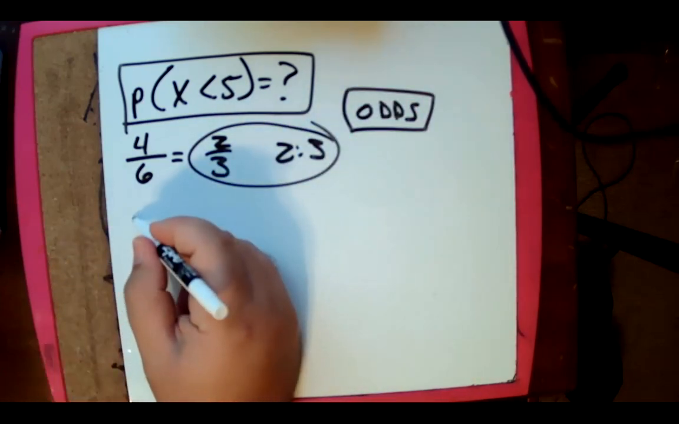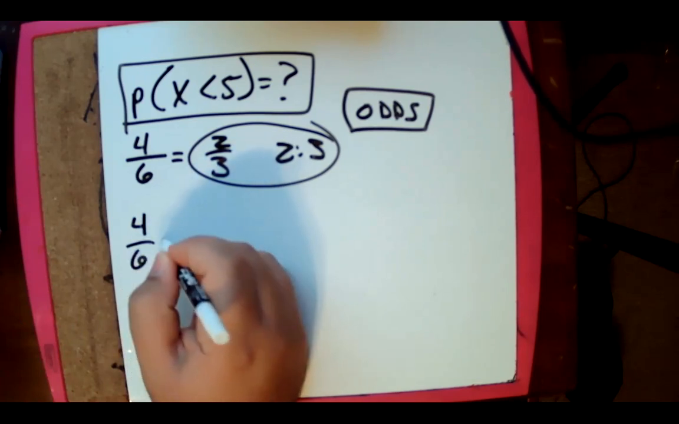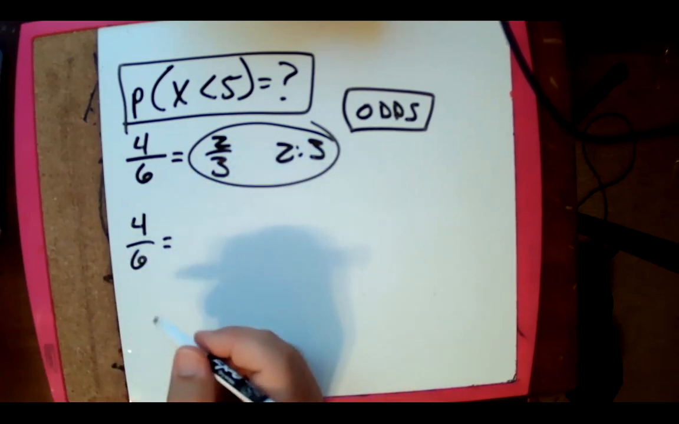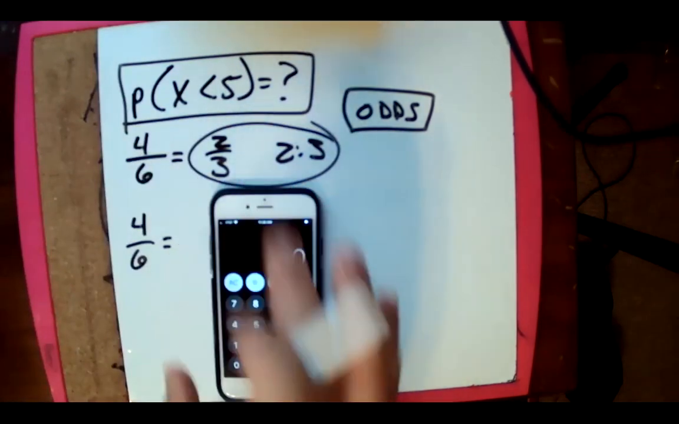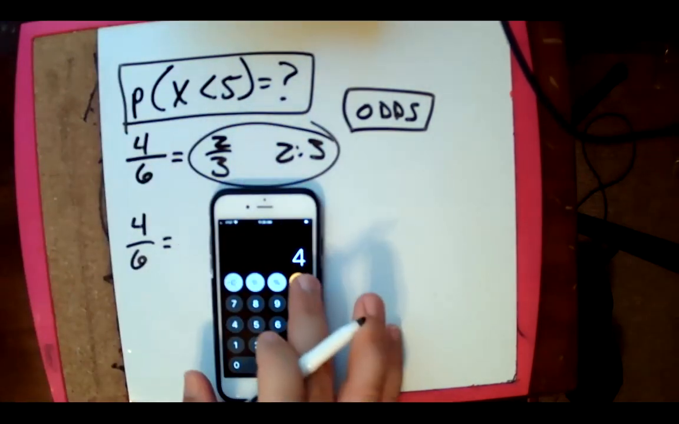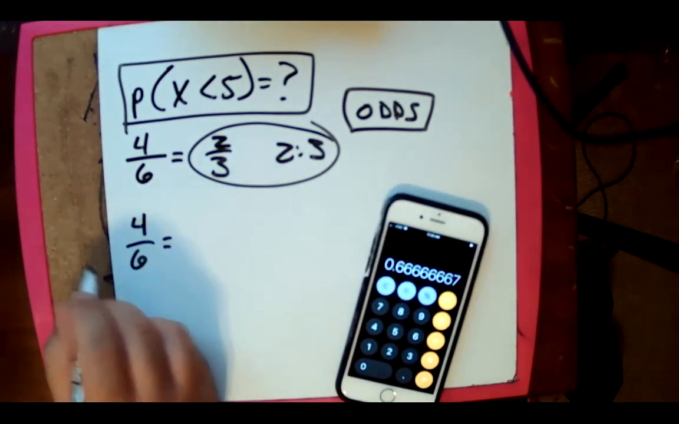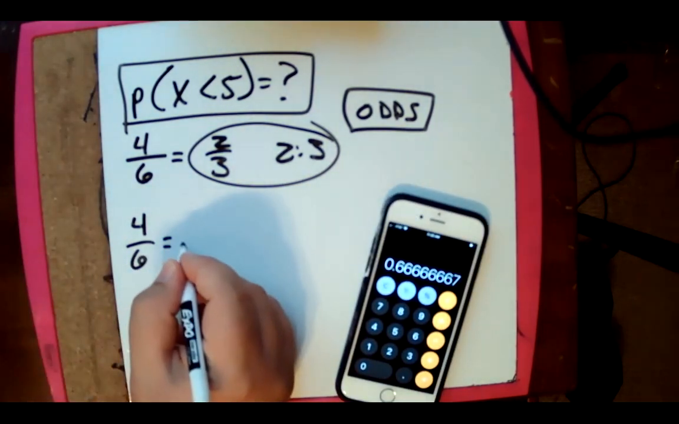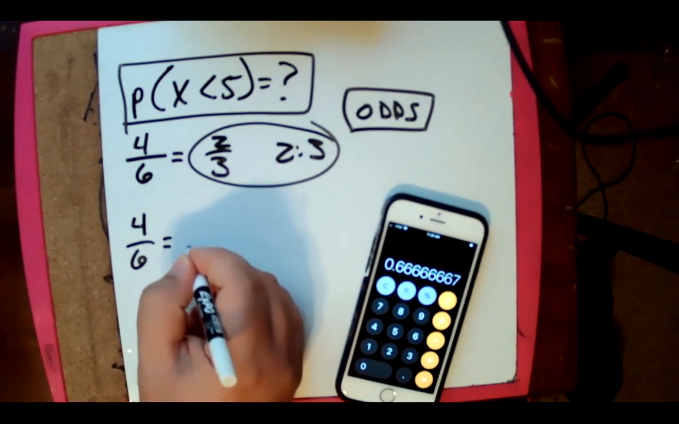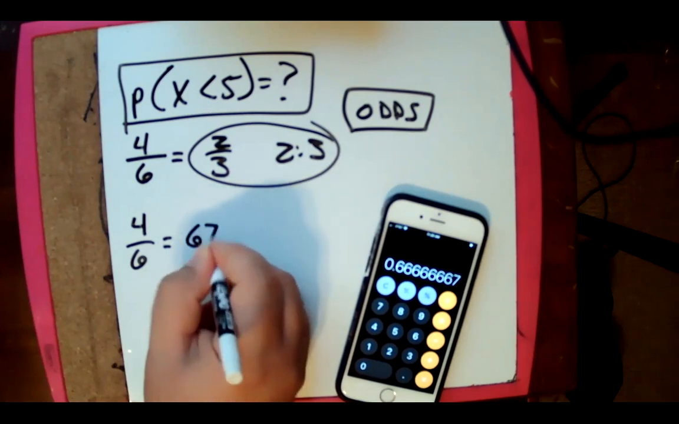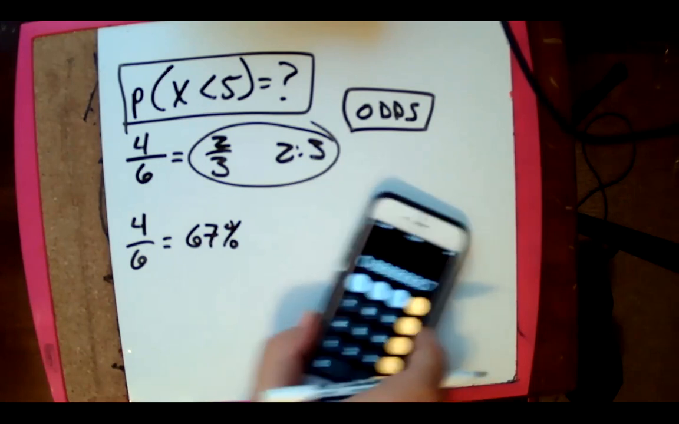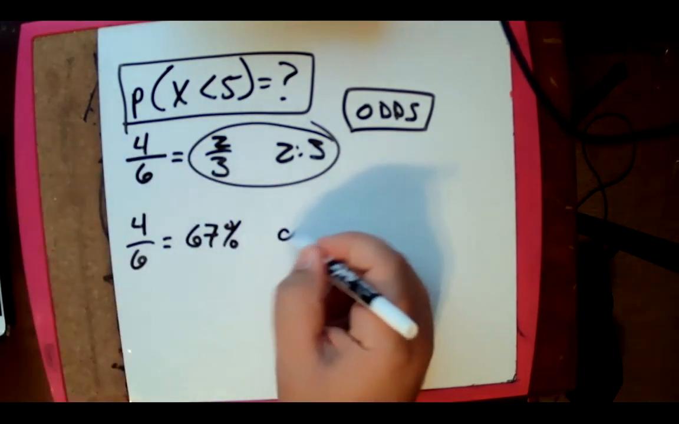And then the other way to look at it: there are 6 possible outcomes, and if we do 4 divided by 6, then we get 0.66667, so we can round that up to 0.67. So it would be 67% if we're talking about chance.